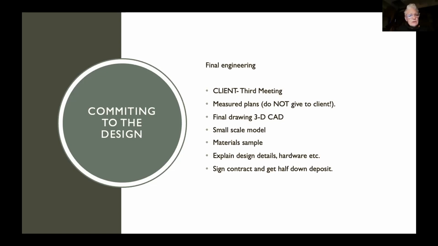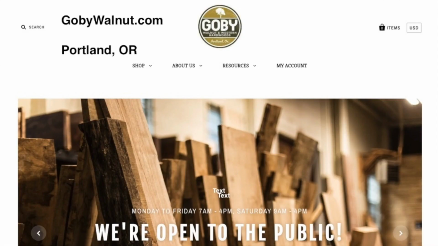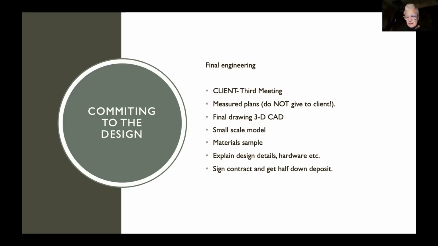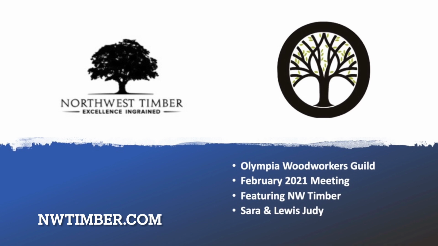Also, I have my go-to places. I don't know if anyone goes over to Gobi outside of Portland, the walnut broker. Oh my goodness. I always know I'm going to find my walnut there, and also often some maple. Also amazing walnut veneers. It's just a great place to buy wood, and I really think their prices are good. If anyone's gone up to Northwest Woodworking, Louis Judy down there in southern Oregon, his stuff is incredible.